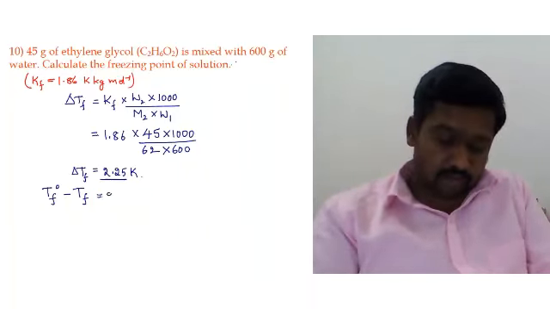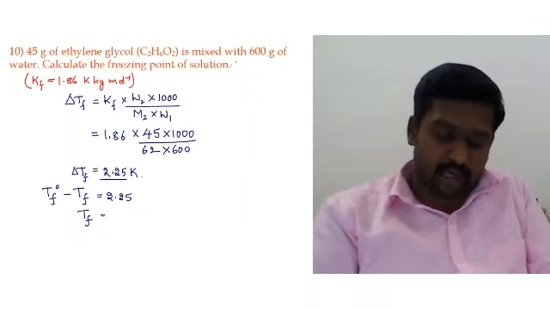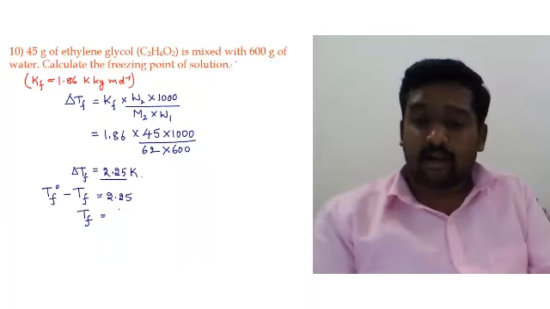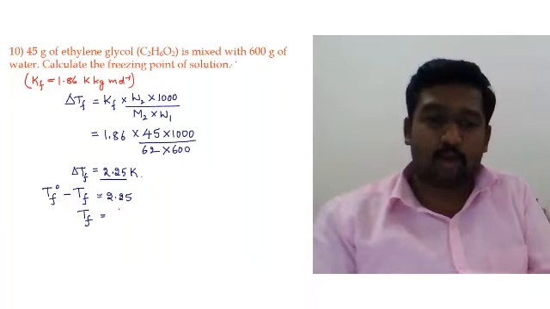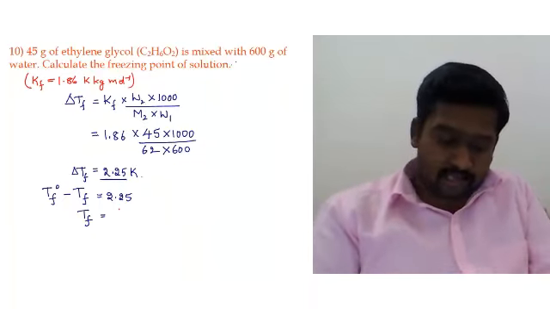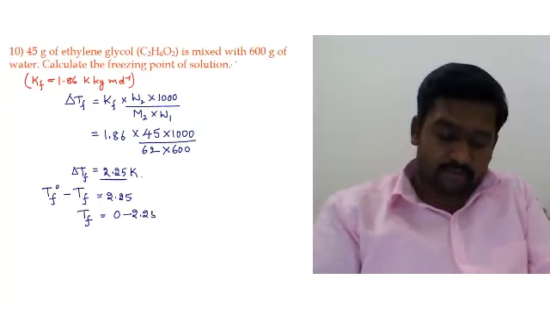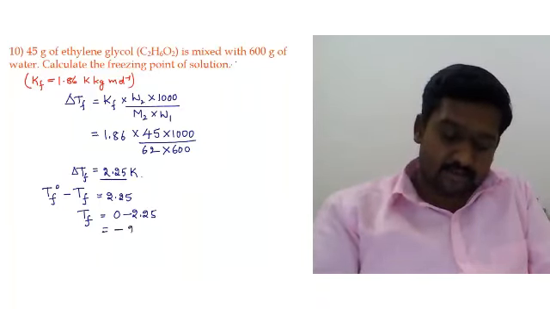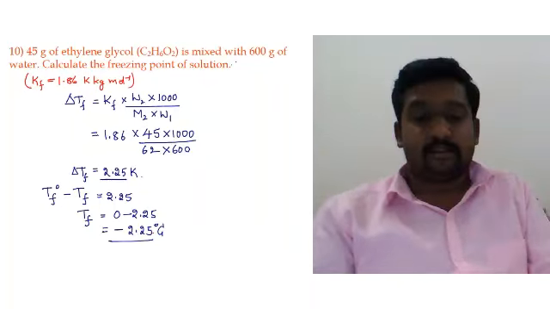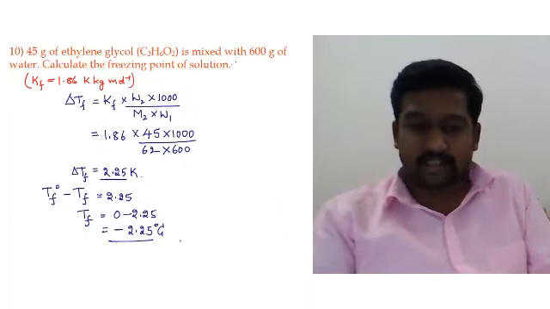So, if this is 2.25, then what will be the TF value? Just alter the terms in the equation. Take TF to RHS, send 2.25 to LHS. Well, TF naught value is 0 minus 2.25, because this is 0 degree centigrade, and I get the final answer as minus 2.25 degree centigrade. So solution has a freezing point of minus 2.25 degree centigrade.